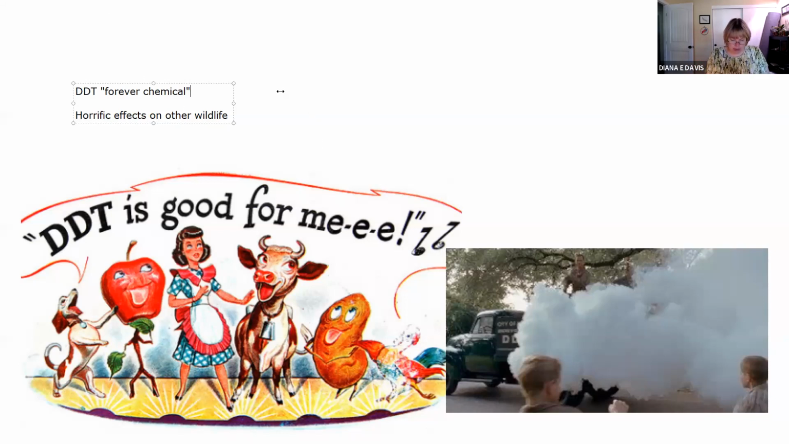And we also see nowadays high rates of cancer in marine mammals, dolphins, seals, sea lions that are eating the fish that ate the insects that had DDT exposure. Right now, we're seeing high levels of DDT in marine mammals off the coast of Southern California.